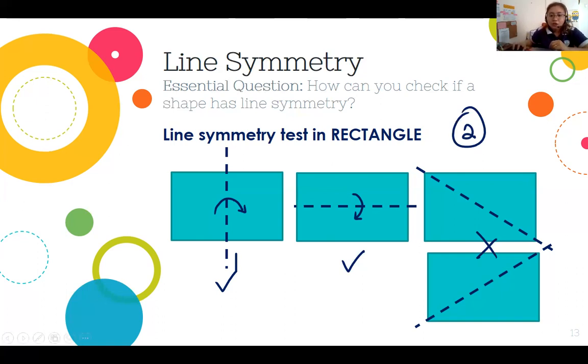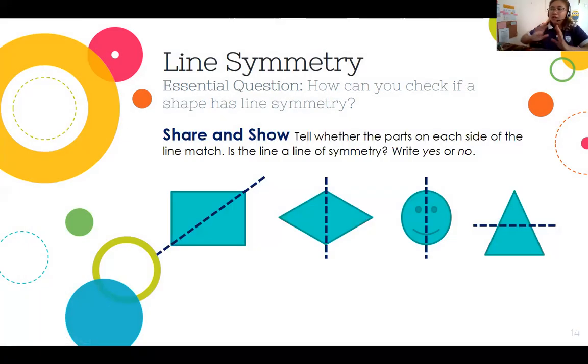Okay, now next one. Let's try to check each of these items if the line shown on the figure is a line symmetry. We simply have to answer yes or no on this one. So just like what we have discussed just now about rectangle, diagonal lines cannot be a line of symmetry. So no. For this one, for this figure, if we will fold it about this line, you will see that they are identical. So it's a yes.